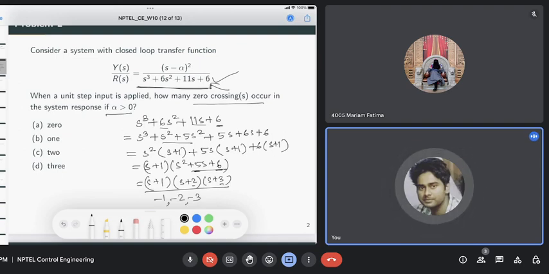So we see that the poles are at minus 1, minus 2 and minus 3. So the system is asymptotically stable for this form, because we know that the transient response, the stability, will be determined by the poles, right? It does not depend on the zeros. So from the poles we know that it's asymptotically stable, and for that system, if we have right half plane zeros, then depending on the number of zeros we will have that number of zero crossings, right? So we have two right half plane zeros because alpha is greater than 0 and this is multiplied with 2, so we will have two zero crossings, right?